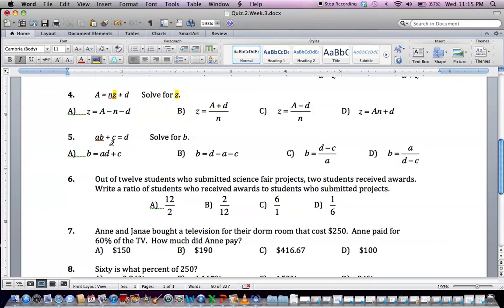Number 5, A times B plus C equals D. And they're wanting us to solve for B. Once again, we're isolating this variable right there, B. So we want to solve for B.